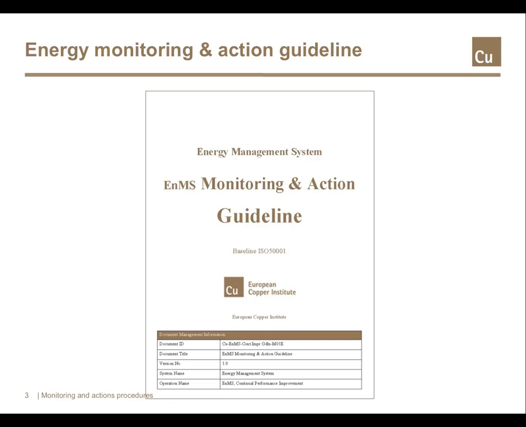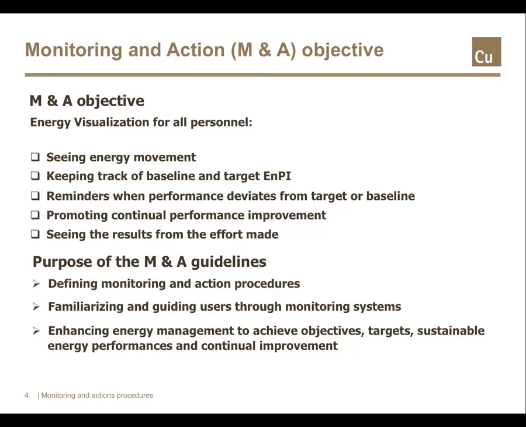We recommend you create a monitoring and action guideline that gives all the workforce an understanding of the energy monitoring system and how to interpret the information from the system. It should also provide guidance on how to improve performance. If an energy monitoring system is to deliver performance improvements over the long term, it must be supported with proper documentation such as this. The objective of monitoring and action is to give all staff sight of energy movements, to keep track of baseline and target energy performance indicators, to alert when performance deviates from target or more seriously from baseline, to promote continual improvement and to motivate staff by showing them the gains from their efforts.